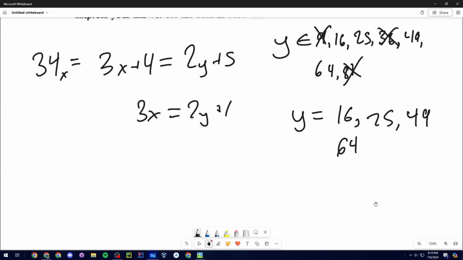Okay. So now 16 plus 25 plus 49 plus 64. I'm going to use my calculator for that. 16 plus 25 plus 49 plus 64 is equal to 154. Okay, boom, nice.